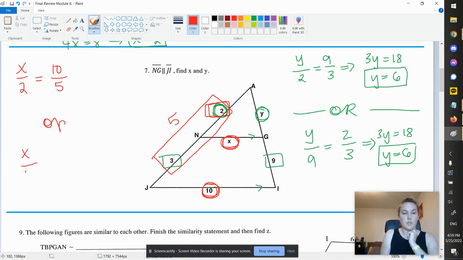Or x over 10 equals 2 over 5. Either way, cross multiplication tells us that 5x equals 20 and that x is equal to 4.